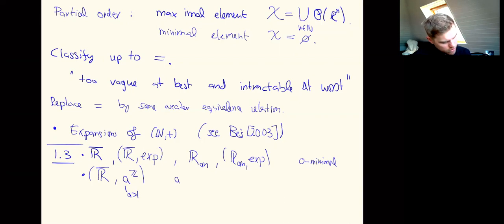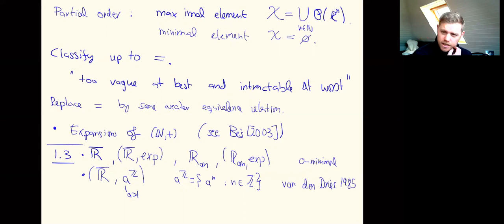And A to the Z here is really just the set of all powers of A. So this structure was studied by Lau back in 1985, and I think it was the first example where you add some kind of infinite discrete set to the real field and preserve some kind of good properties. Lau, I think, did it with A equal to 2 and showed that the resulting theory is decidable. He proved some quantifier elimination result.